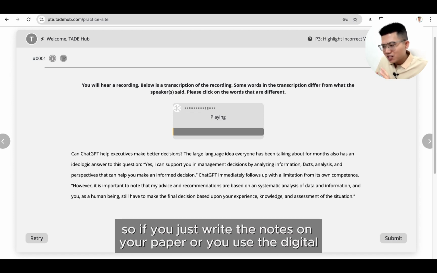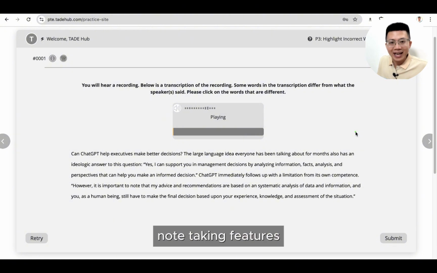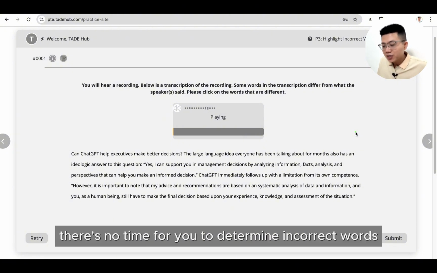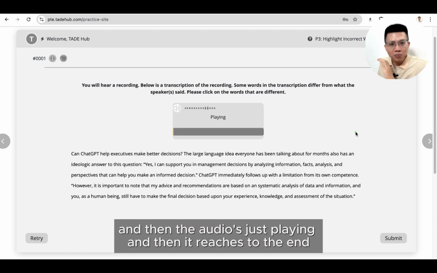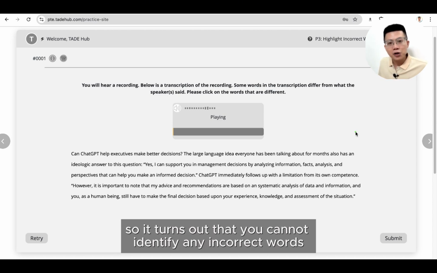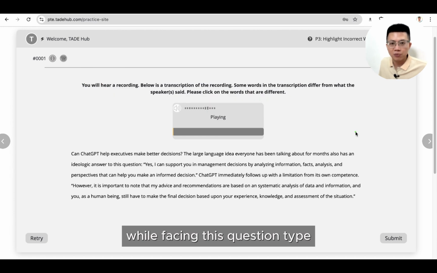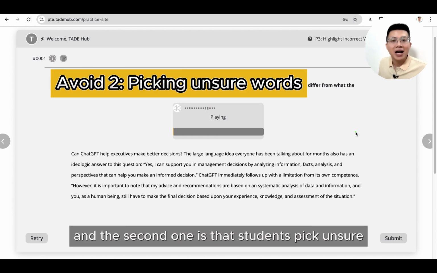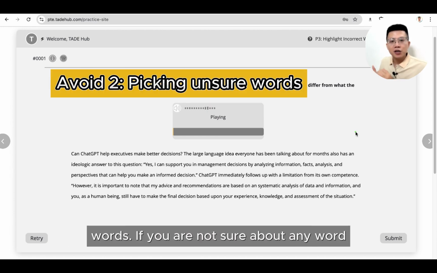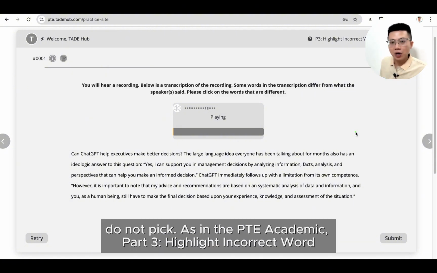So if you write notes on your paper or use the digital note-taking features, there is no time for you to determine incorrect words, and then the audio is just playing and reaches the end. So it turns out that you cannot identify any incorrect words. So please do not use the note-taking features while facing this question type. And the second one is that students pick unsure words. If you are not sure about any word, just skip it, do not pick.